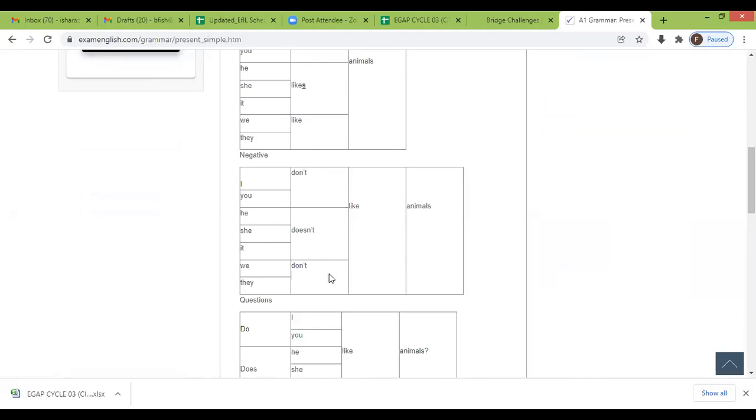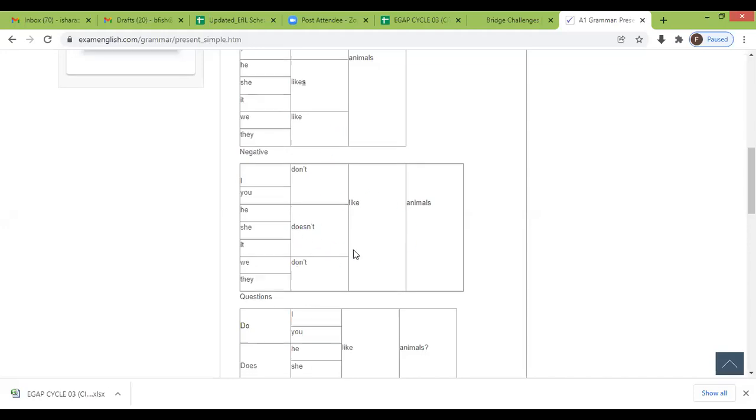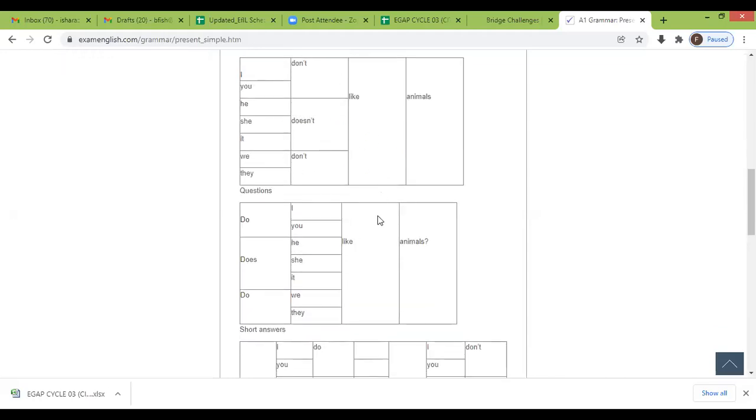So most of the time, I have noticed students getting a little bit confused about which one to use, don't and doesn't, do and does, right? So know this clearly, okay? Right, so this is a simple grid that helps you.